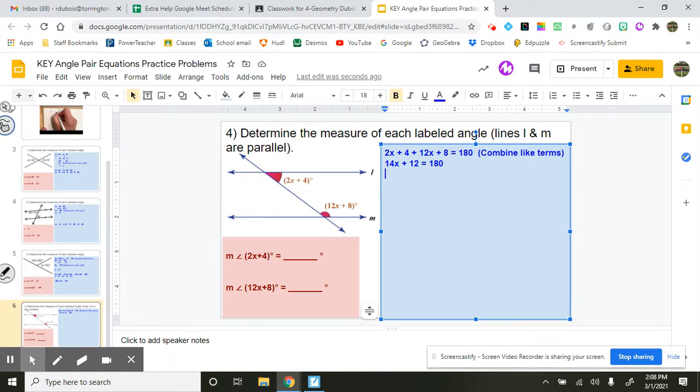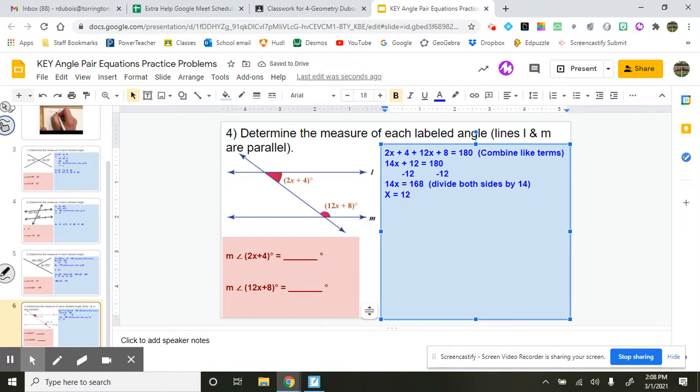And x is being multiplied by 14. It has 12 added to it. So go in reverse order of operations to undo all this. The opposite of adding 12, subtract 12 from both sides. Now this gives us 14x equals 168. So the last step, x is being multiplied by 14. So to undo that, divide by 14. So divide both sides by 14. And we're going to end up with x equals, now 168 divided by 14 is 12.